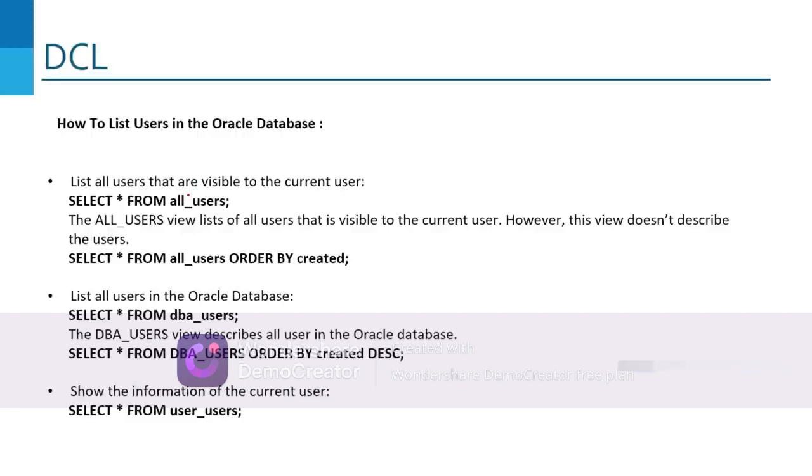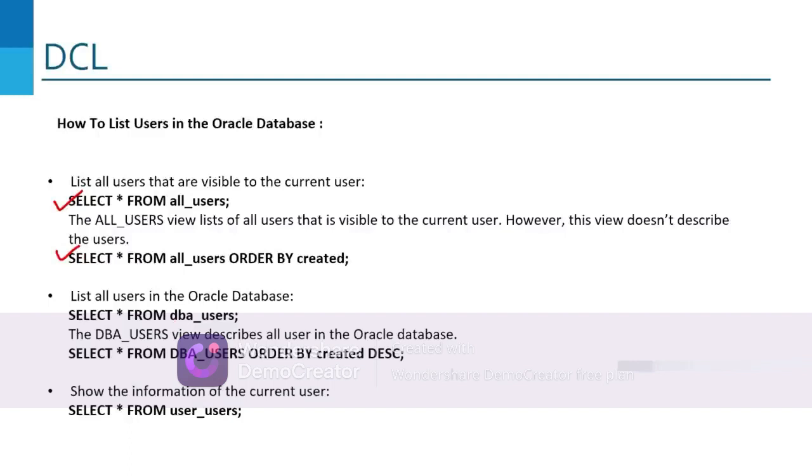So to list all users that are visible to the current user, that means if you are in the system user, then for the system user, which all users are visible? To see that, you have to use select star from all_users. Okay. And if you want to see it in an order, ascending or descending, then you can use order by created.